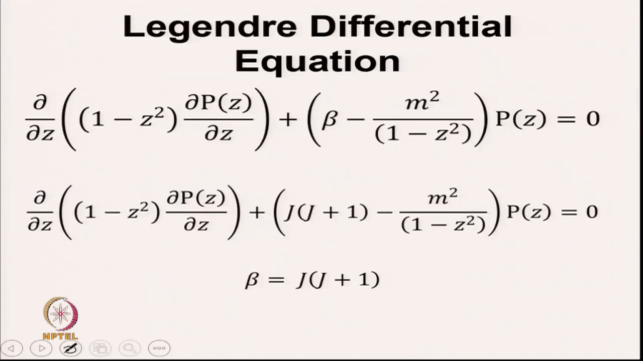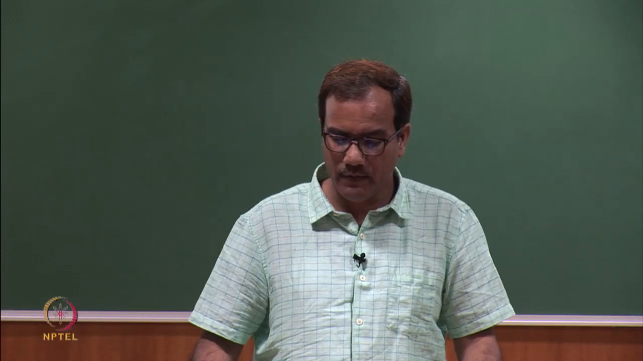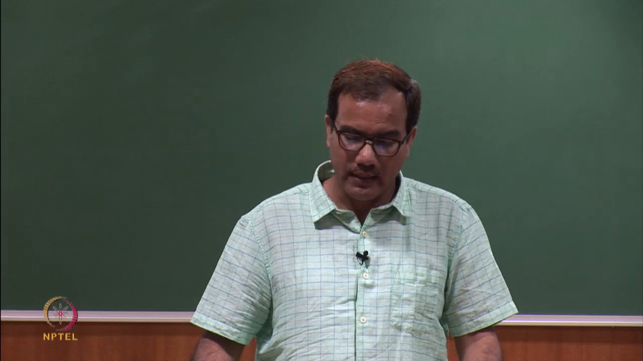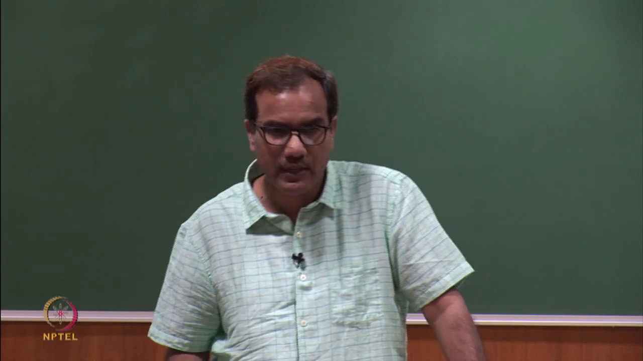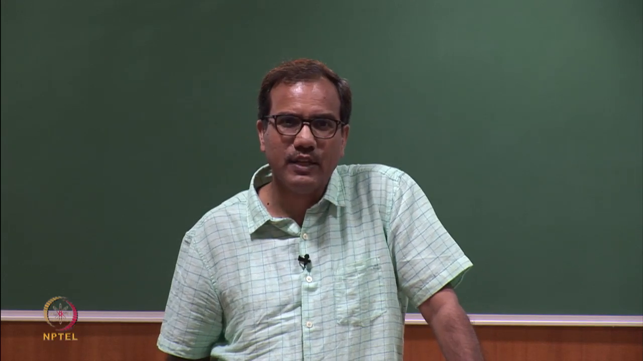So, this is your whole equation that we got: del by del z of 1 minus z square dP by dz plus beta minus m square over 1 minus z square times P(z) is equal to 0. Here z is equal to cos theta. So, just by putting z equal to cos theta, you are able to get a differential equation known by the name of the Legendre differential equation, and the solution of this is well known, and that is why we were doing so many simplifications.